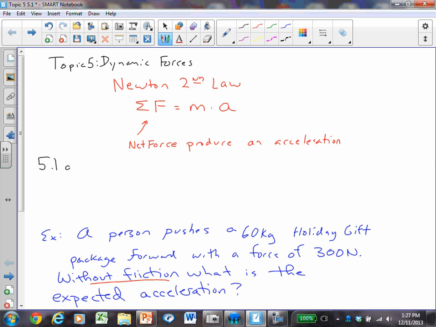5.1, well, 5.1 is horizontal linear problems, where we'll apply the second law. And in that case, the first part we're going to do is doing work against friction.